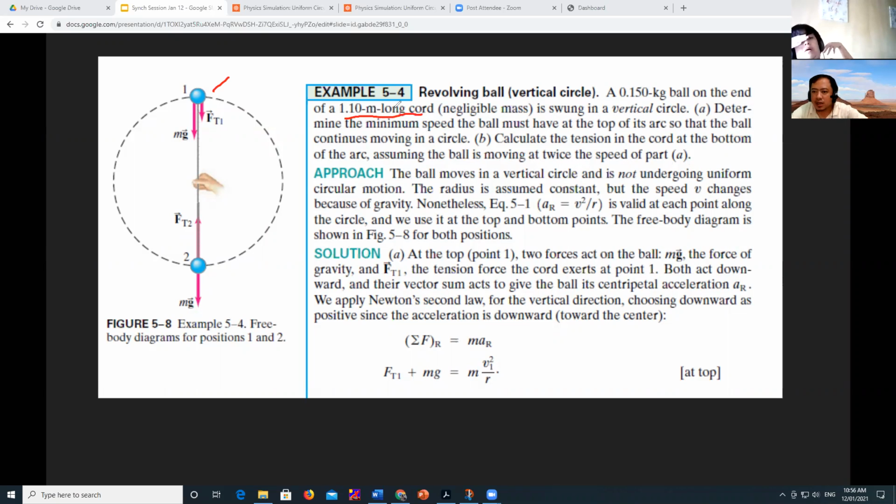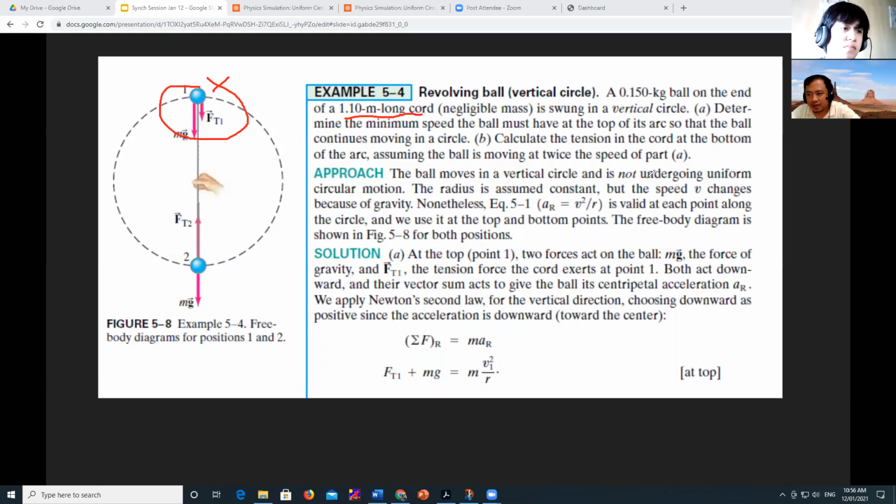So you are asked to determine the minimum speed here such that the ball keeps moving in a circle. Take note, it's not necessary that both parts are answered at once. Okay, it's the minimum speed. So the approach, how to solve this one.